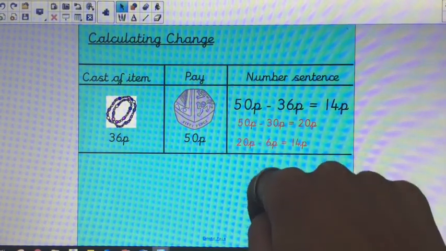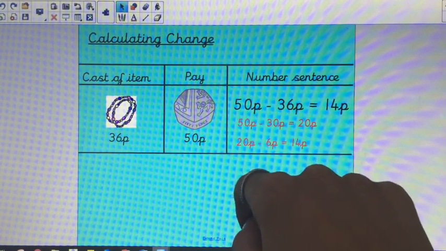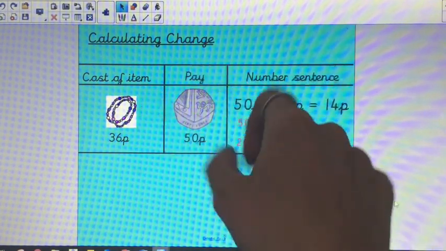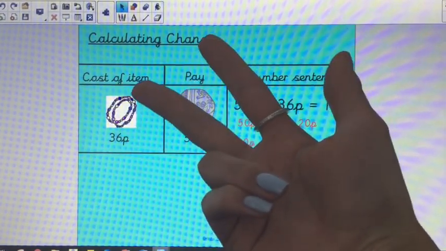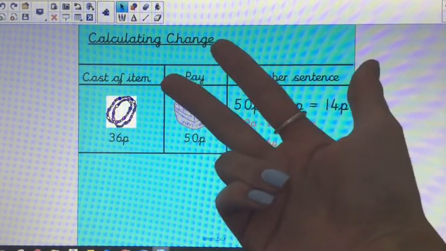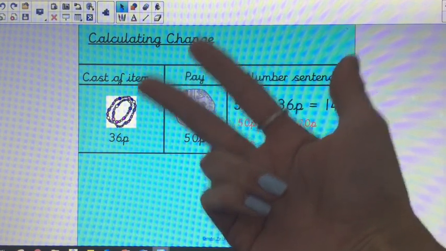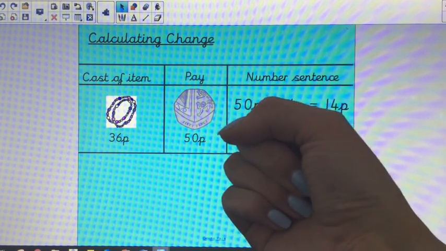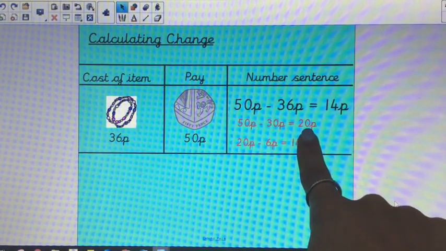So check that's right with me. Put 50p in your head and 3 on your fingers. Remember 3 tens for 30. And let's count backwards from 50 in tens. 50, 40, 30, 20. And that gets me to 20.